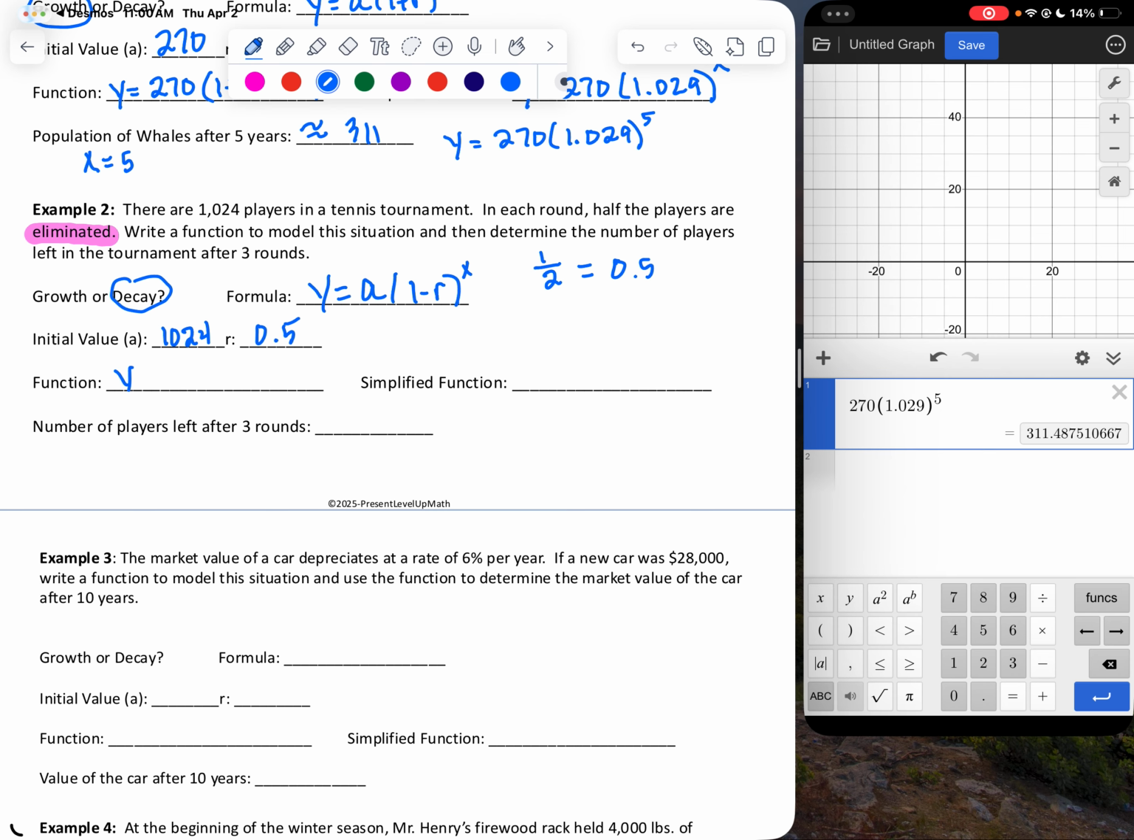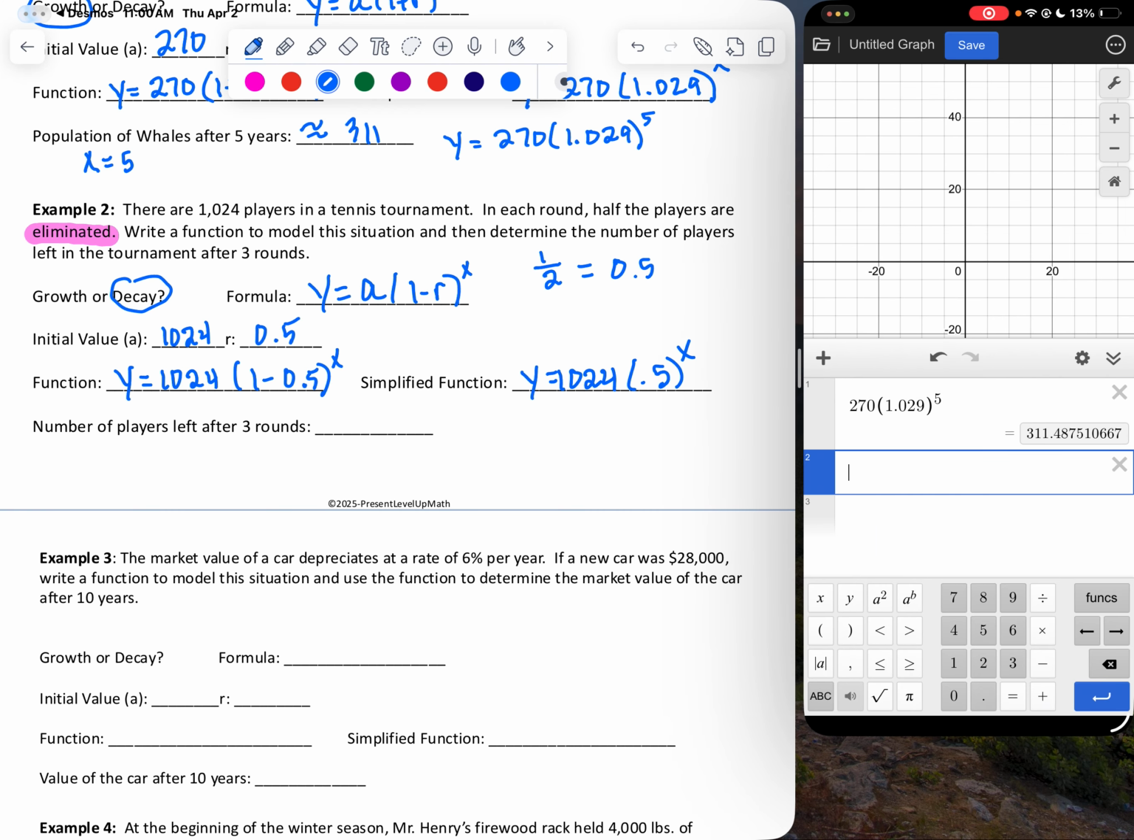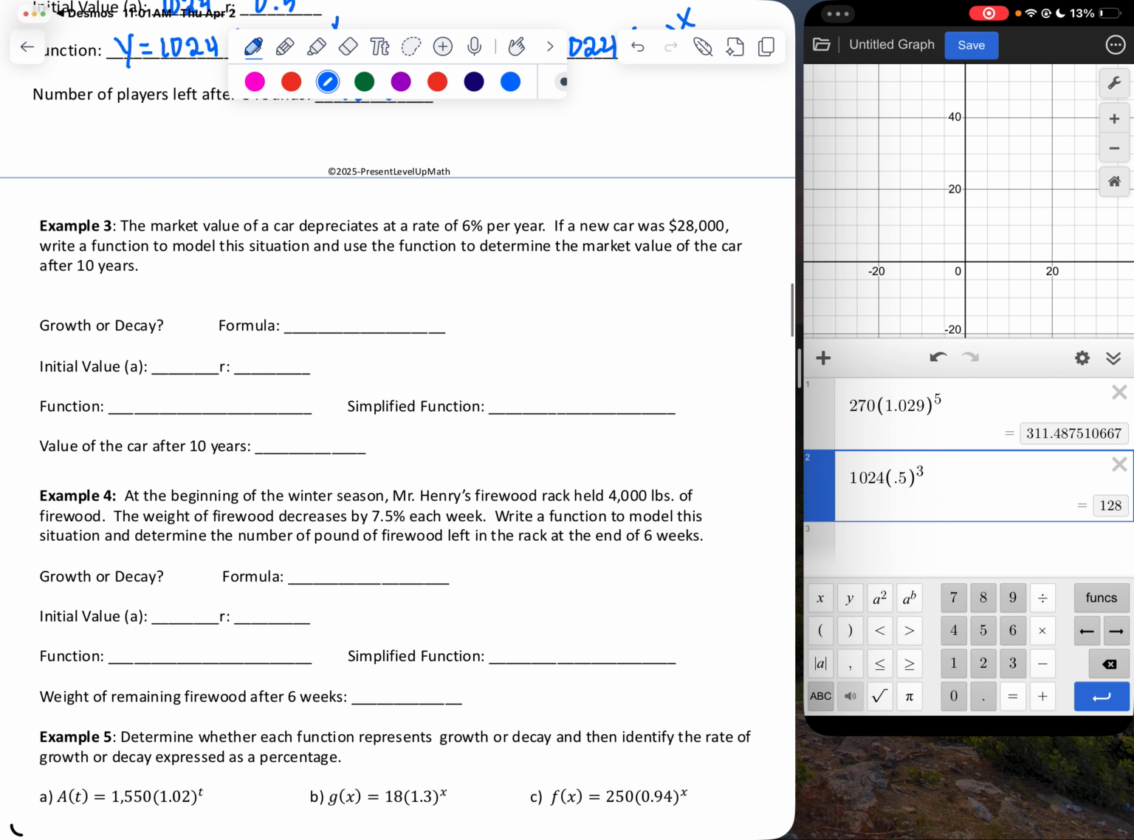All right, so our function would be y equals 1,024 times the quantity 1 minus 0.5 to the x power. So the simplified version of this would be y equals 1,024 times 0.5 to the x power, since 1 minus 0.5 is simply 0.5. If I want to know how many players were left after 3 rounds, I would put in my calculator 1,024 times 0.5 raised to the 3rd power. So there would be 128 players.